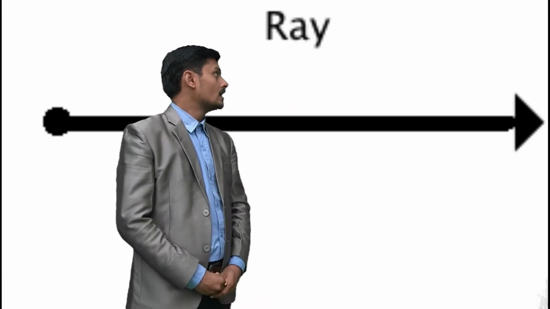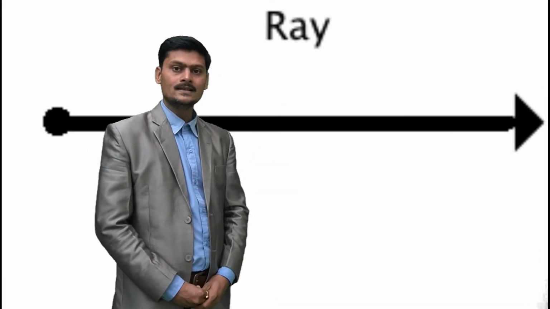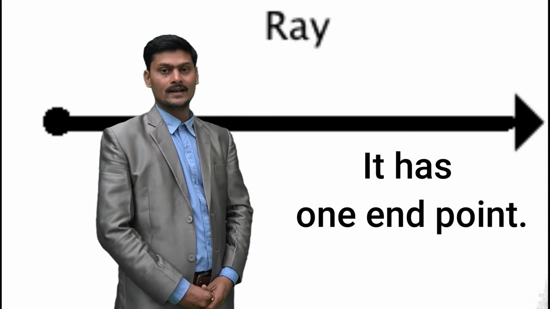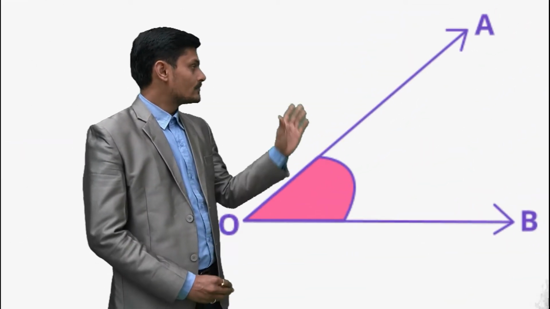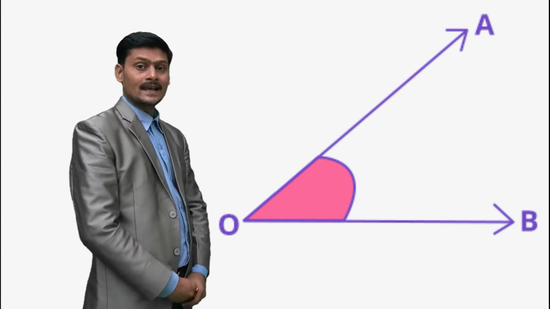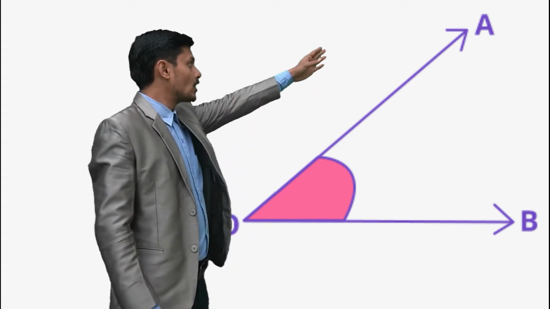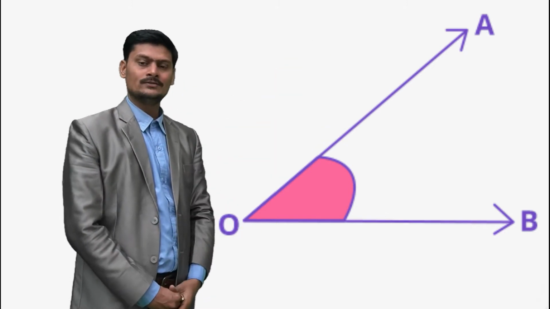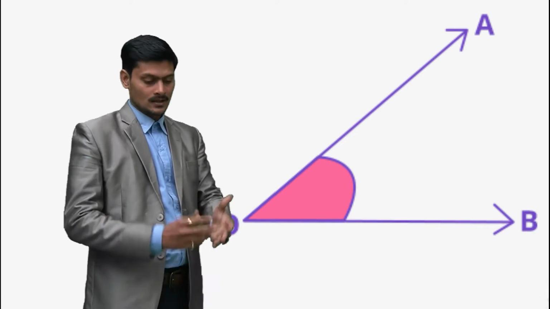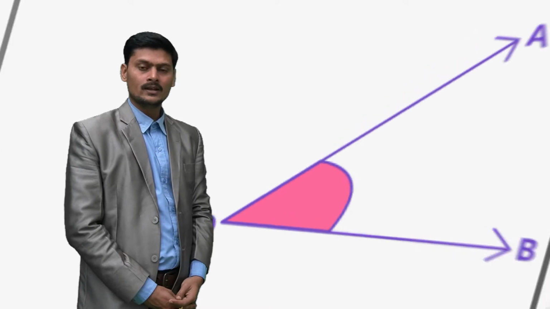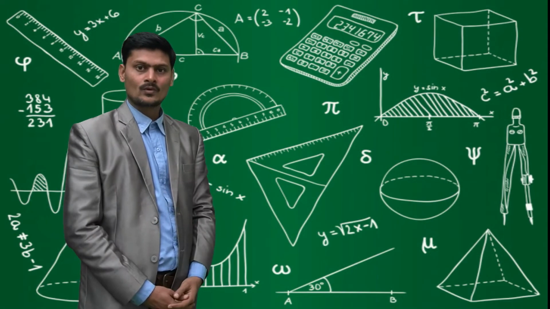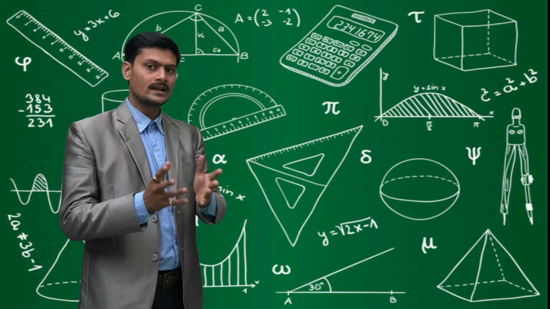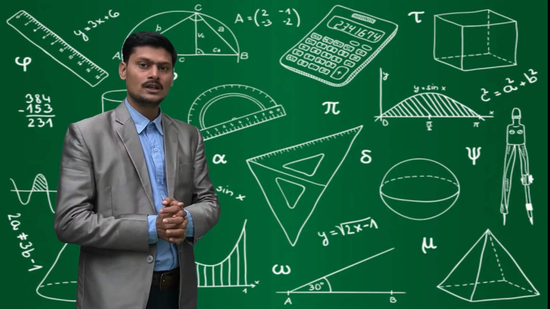Next one is a ray. A ray has one endpoint and in the other direction it can go endlessly, infinitely. Next, we have taught about the angle. What is an angle? Two rays having a common endpoint make an angle. So these are the basic concepts which we have already taught in the previous class. Now come to the next part of geometry, which is shapes. What are shapes? A closed figure made up of different line segments is known as a shape.